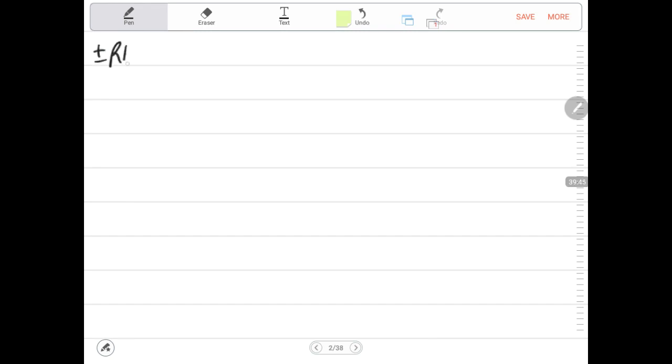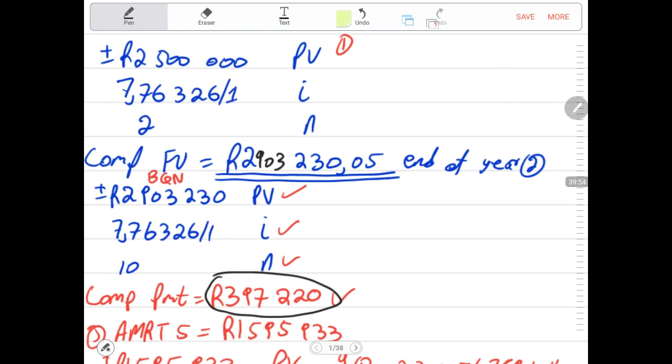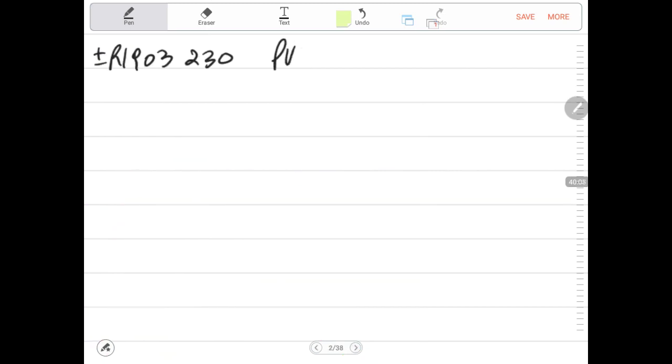So now we say plus minus 1,903,230. Hope my memory still serves me. Yes, that was the balance at the end of year 2. Remember, at this point, BGN was used. Don't forget that BGN was used. So now we need to say the interest. This is the present value. The interest was 7.76236. This was our interest, and our N will be for 10 years, not 4 years.